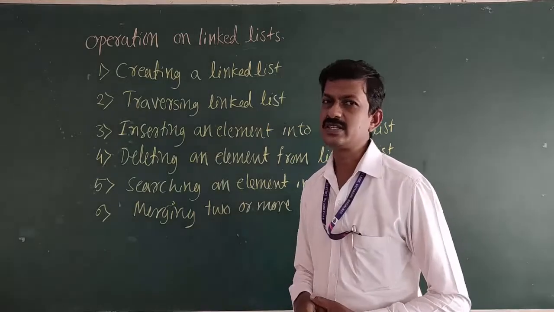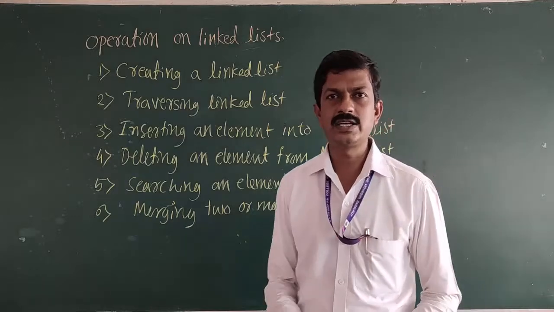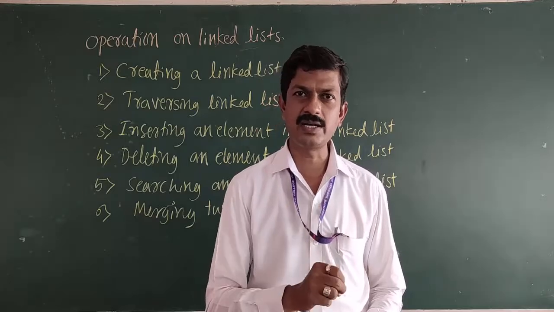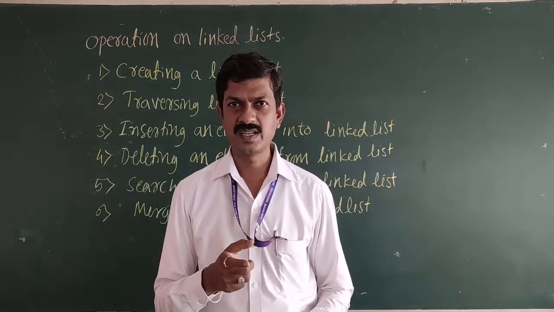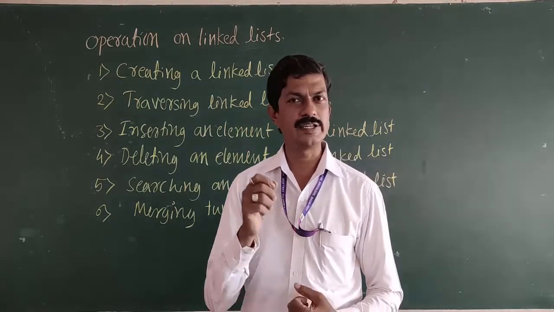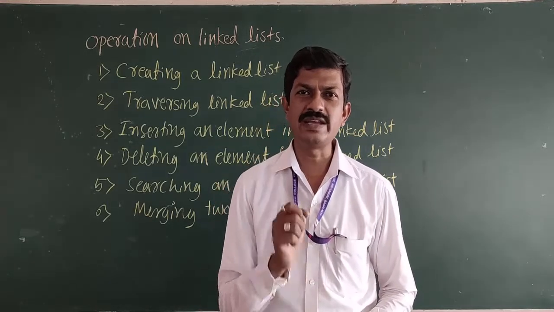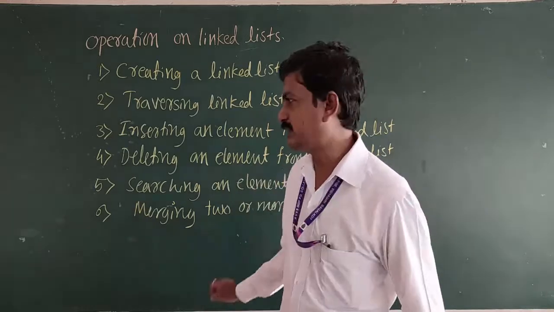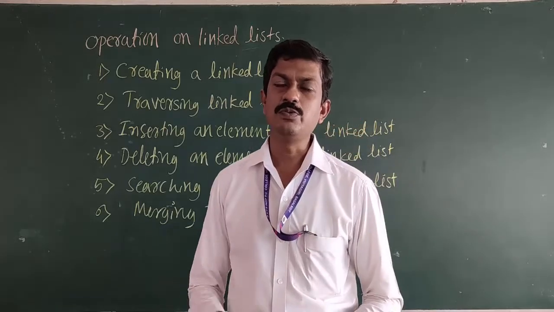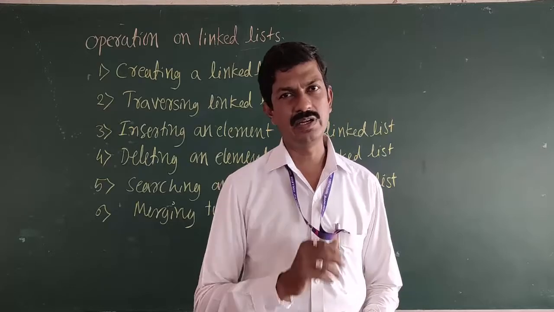The next one is searching an element in the linked list. A node contains two different parts: the data part and the link part. The data part contains the actual data item. If you want to search for a particular data element within the linked list, that is done with the help of the search operation. Searching is an operation which finds a particular element from the given linked list. If we have a linked list, it is possible to find or locate a particular element in it.